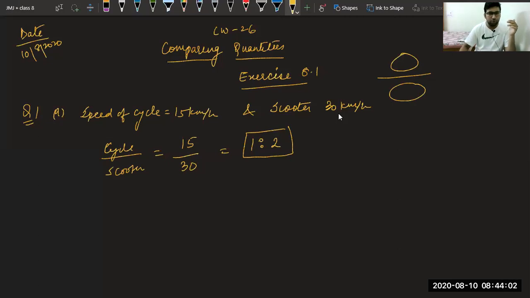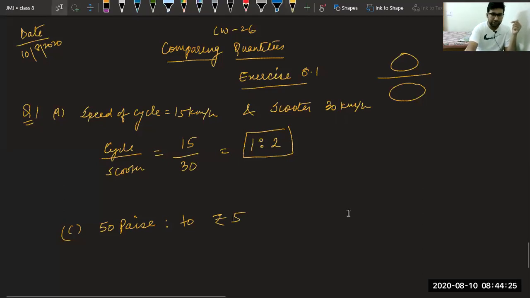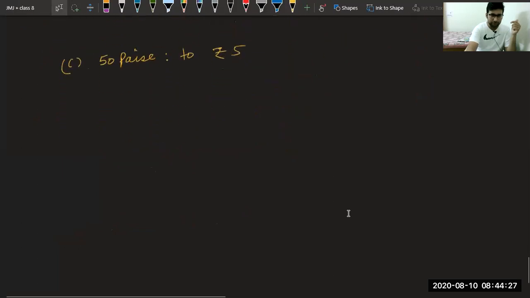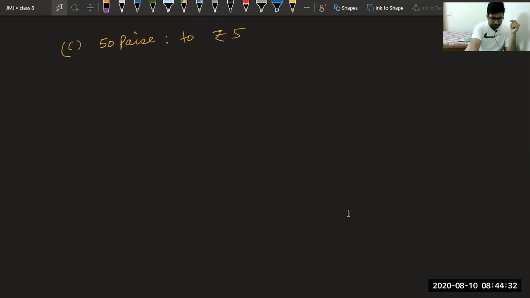Now similarly, C part, we have to find the ratio of 50 paisa to 5 rupee, or 50 paisa to rupee 5. Please tell me what is the ratio for 50 paisa to rupees 5. Please answer. Darpan is saying 1:10. Others please try.